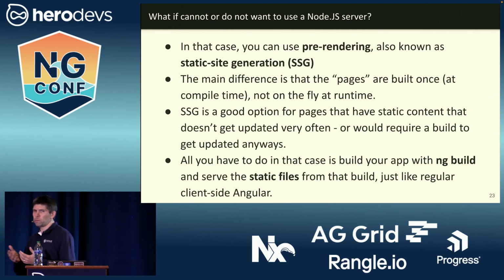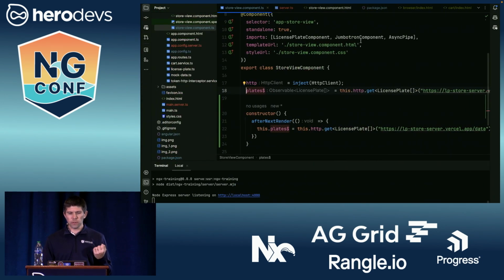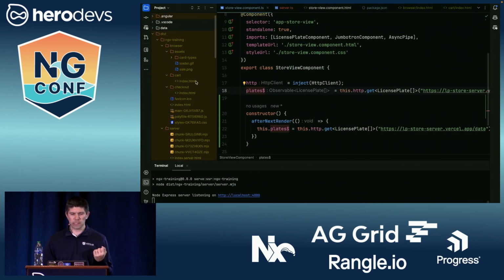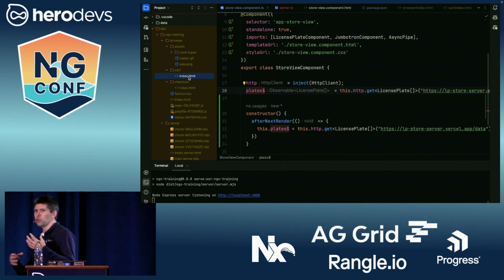But if for some reason you cannot use Node, or you don't want to, or you think it's overkill, you can use just pre-rendering in that case. By using just pre-rendering, the idea is that we would only use the build output that happened when we did that ng build earlier. So just use this static index HTML, and that would be it. There would not be any other SSR feature, just the pre-rendered pages that were built at build time.